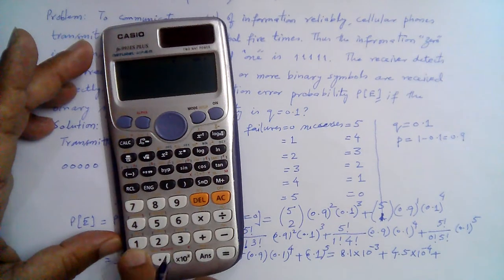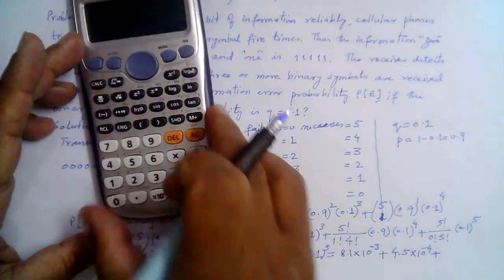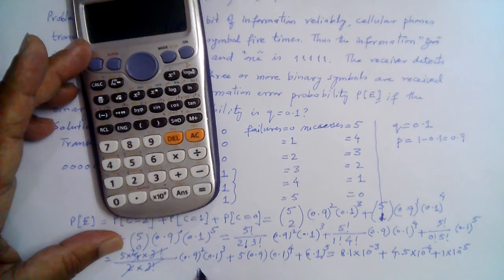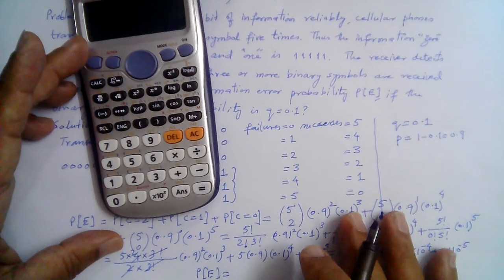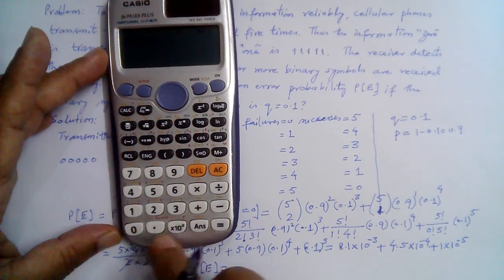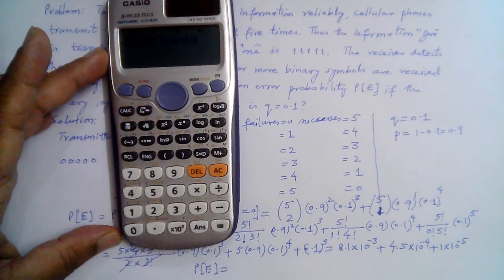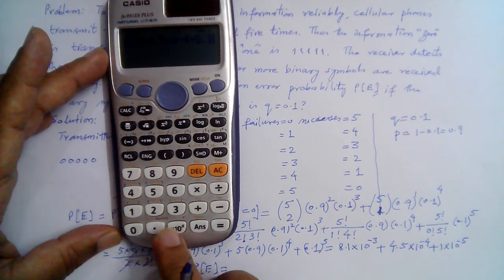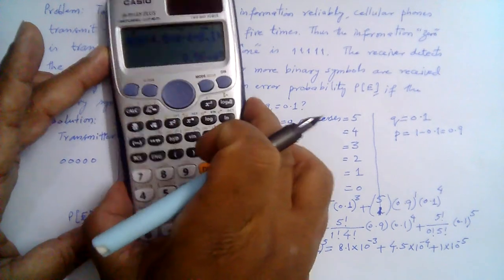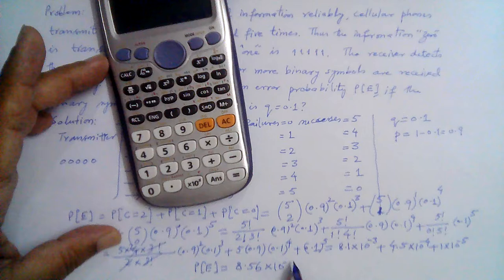So 0.1 raised to the power 5 is 1 into 10 power minus 5. So adding them all together, we'll get this probability, information error probability PE, right? So let us add this together. So 1 into 10 power minus 5 plus 4.5 into 10 power minus 4 plus 8.1 into 10 power minus 3. So that gives us 8.56 into 10 power minus 3.